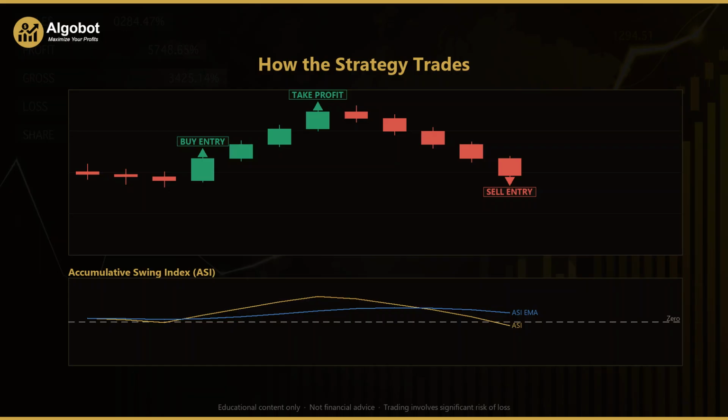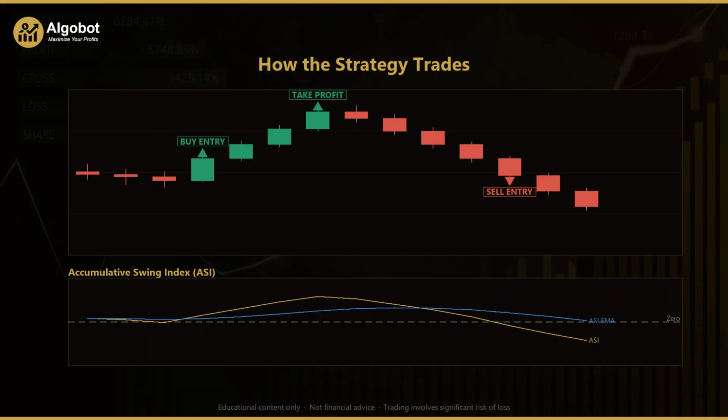After the peak, the character of the market changes. Price stalls and begins to roll over, and the gold line turns down from its high, curling back toward the blue moving average. The strategy is now watching for the mirror image setup on the downside. It doesn't guess the top. It waits for the indicator to prove weakness.